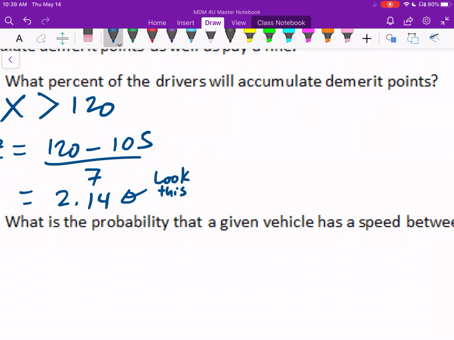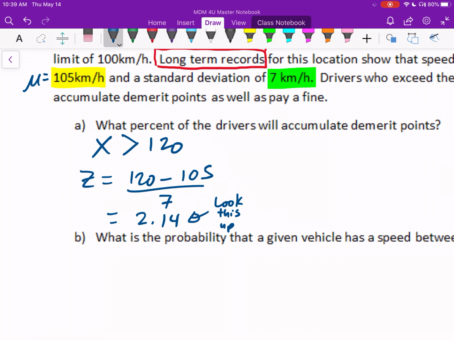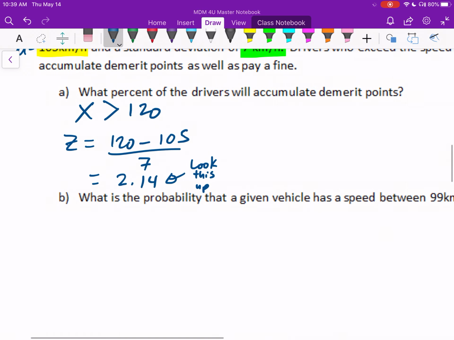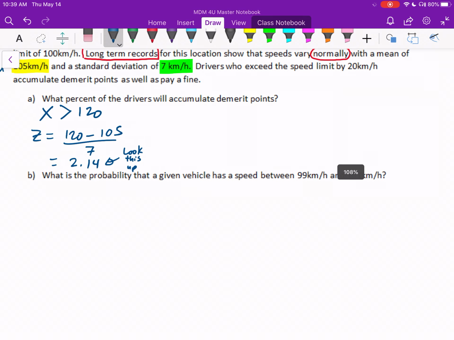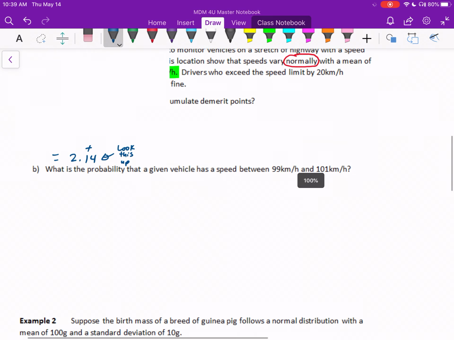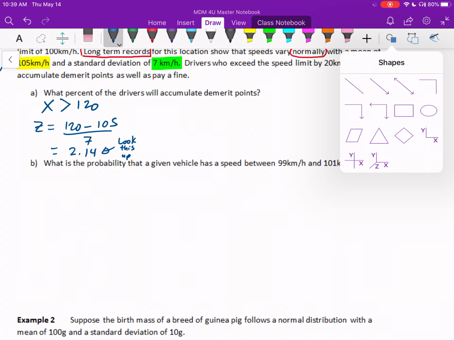This is what we use the tables for. But I'll come back to actually looking it up in a second. Because to get the probability, well, actually, before I do a calculation, here's what you should always do for these ones. You should always draw yourself a little picture just so you can see what's going on.